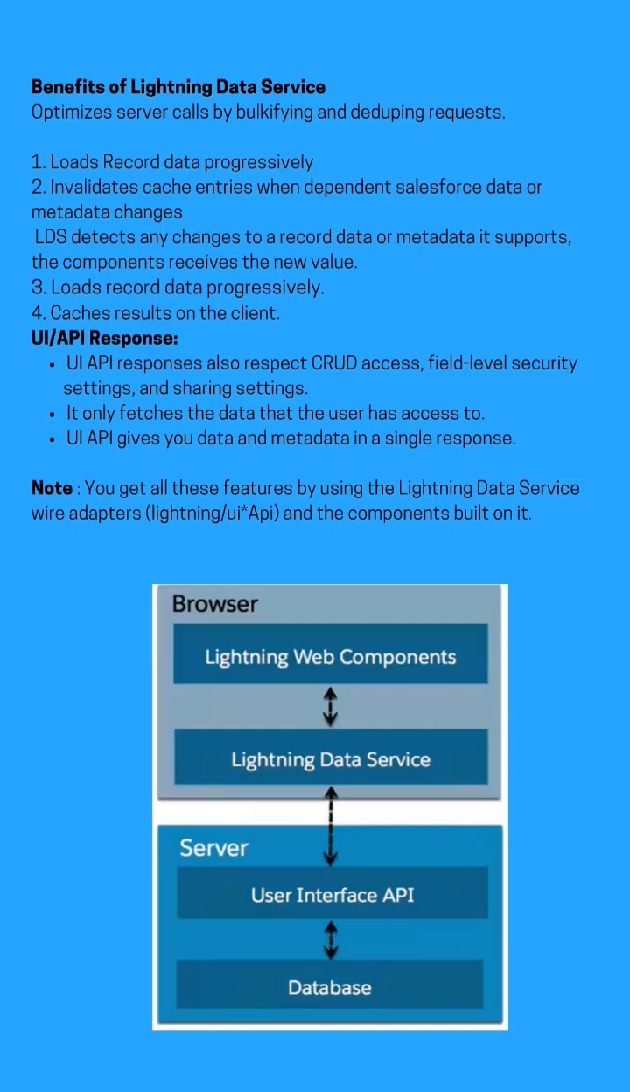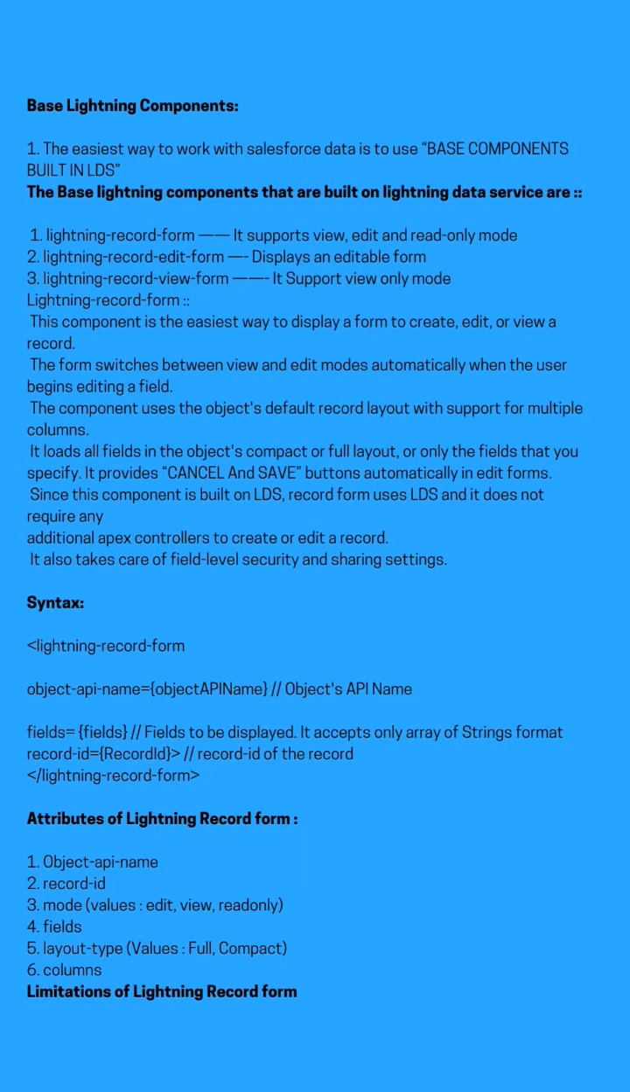UI API responses also respect CRUD access, field-level security settings, and sharing settings. It only fetches the data that the user has access to. UI API gives you data and metadata in a single response. Note: you get all these features by using the Lightning Data Service Wire Adapters, UI API, and the components built on it.